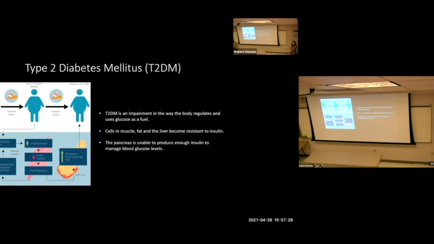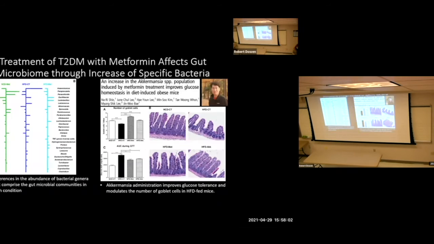Another disease that you guys, I'm sure, have talked a lot about in this class is type 2 diabetes. So as a recap, in type 2 diabetes, there's an impairment in the way that your body regulates glucose and uses fuel. The cells in your muscle, fat, and liver become resistant to insulin, and the pancreas is unable to produce enough insulin to manage your blood glucose level. And one thing that's prescribed to people that have type 2 diabetes is metformin.